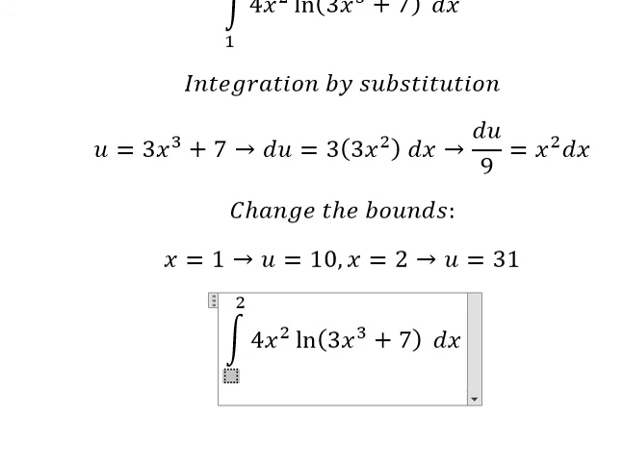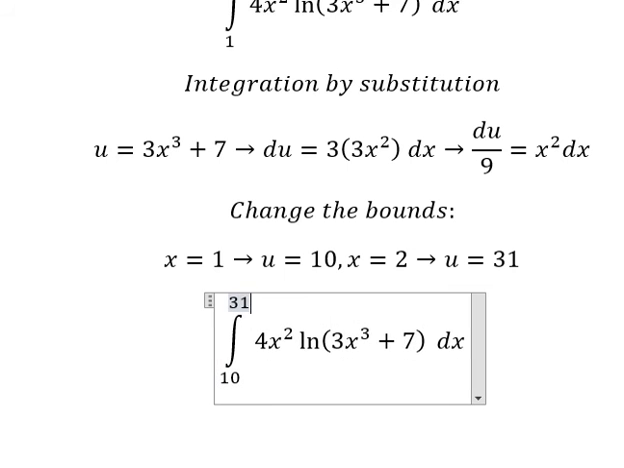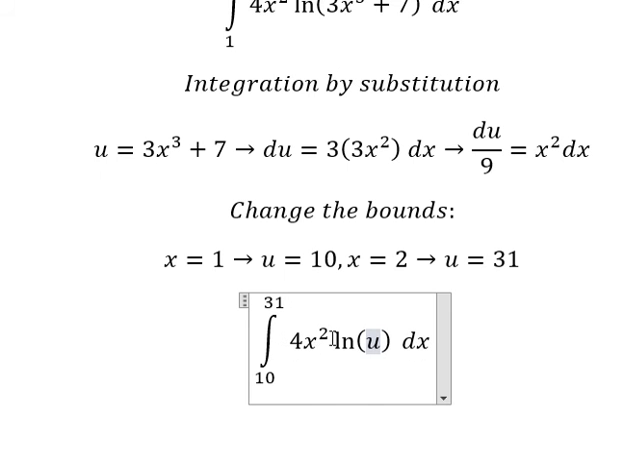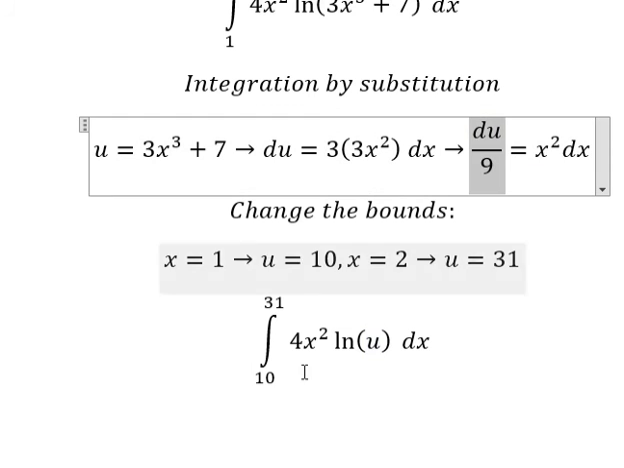The number 1 we change to 10. The number 2 we change to 31. This one we change to u, and the x we change to this one.